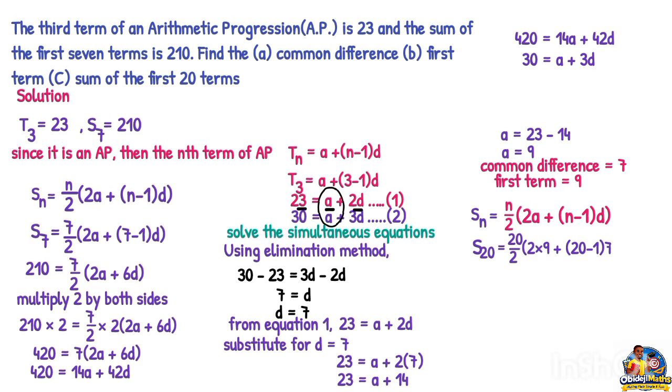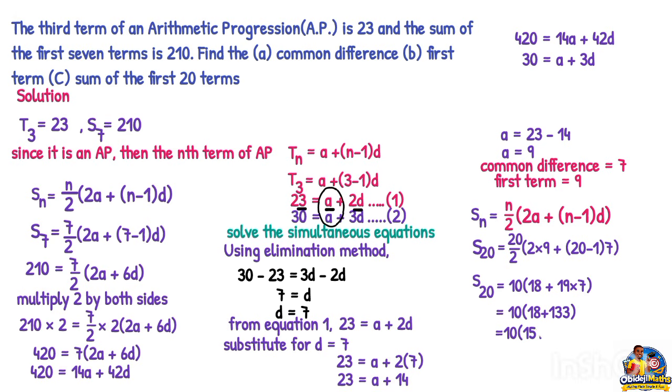So S20, the sum of 20 terms, is equal to 10, since 2 goes into 20 ten times, into brackets 18, 2 times 9, plus 20 minus 1, 19 times 7. Multiplying 19 by 7 gives us 133. So that will be 10 into brackets 18 plus 133, that's 151.